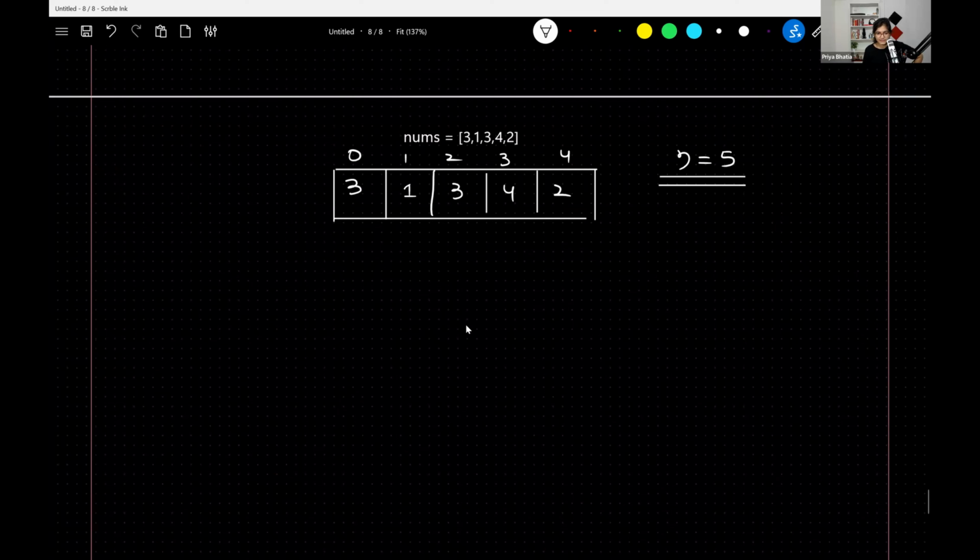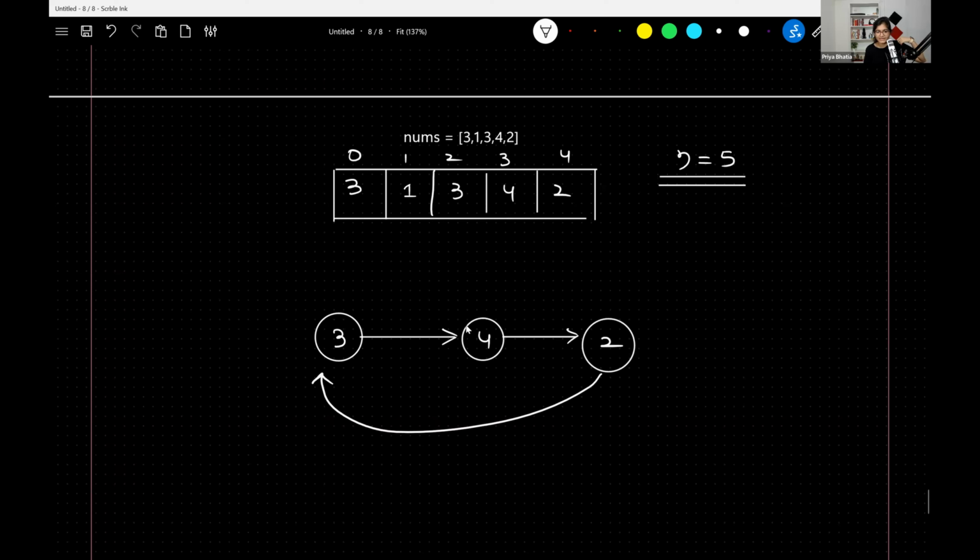Let's design this. So we will be having 3. Go to index number 3, pointing to 4. Go to index number 4, pointing to 2. Go to index number 2, pointing to again 3. Go to index number 3, pointing to again 4. I think this is the structure which keeps on going, if I'm not wrong.